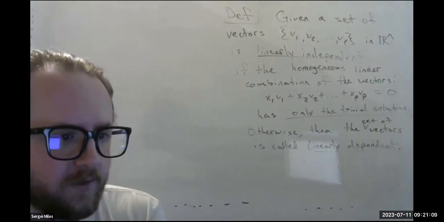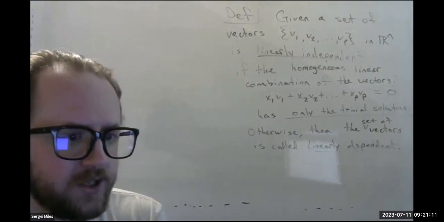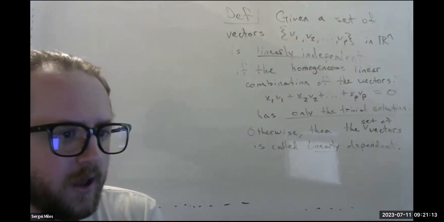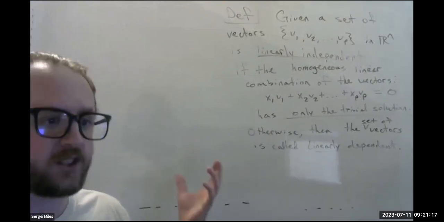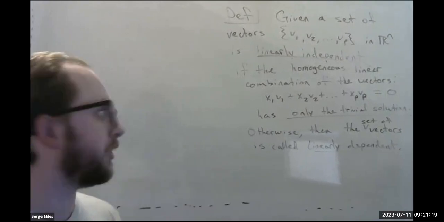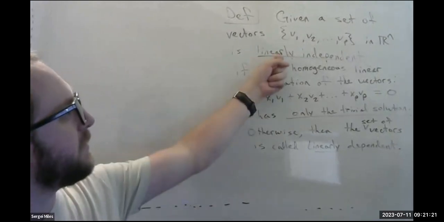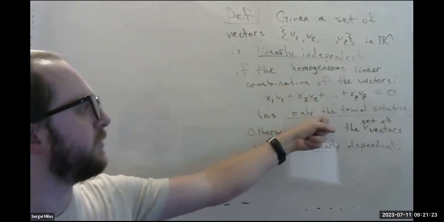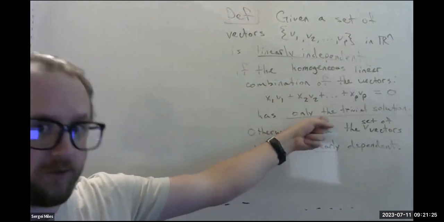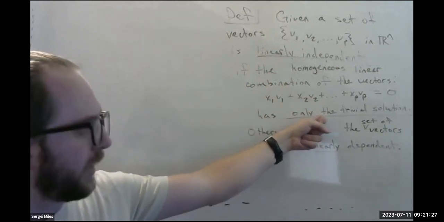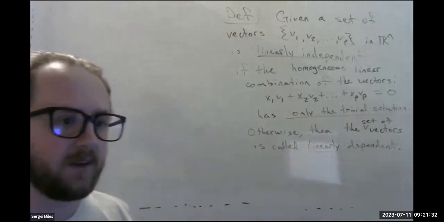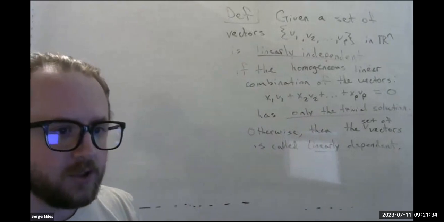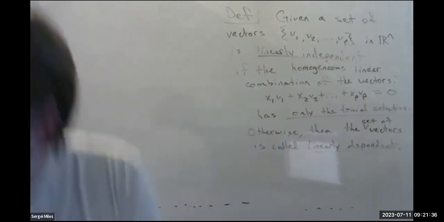So let's see. Have we covered the high points I want to hit with the definitions? Right. So we know having only the trivial solution, we have this direct connection with are there free variables or not. To be linearly independent means we have only the trivial solution, meaning no free variables. Otherwise, if we have free variables, we're going to call it linearly dependent. Okay, good.